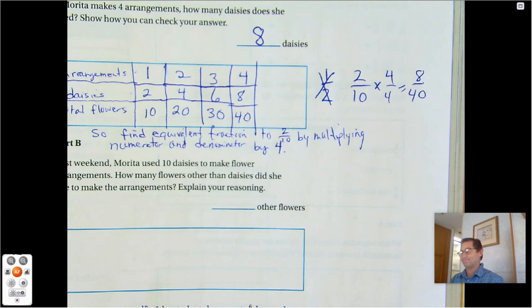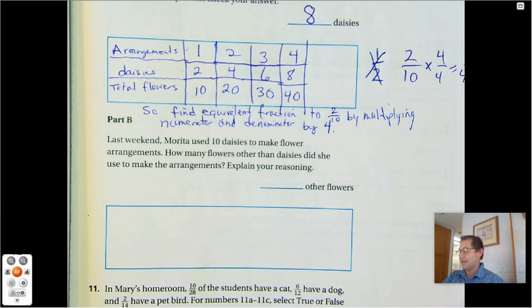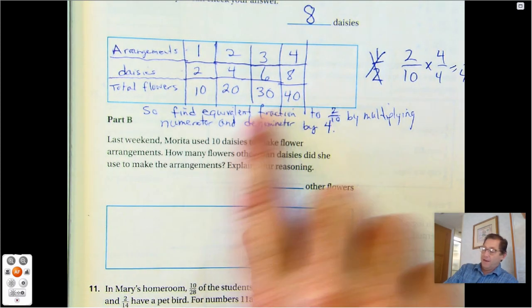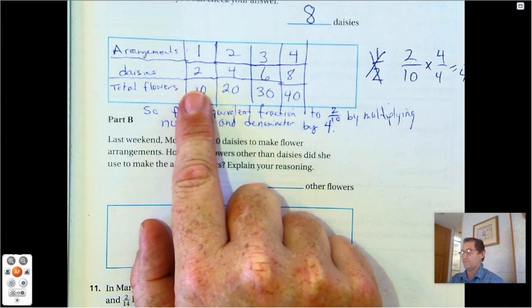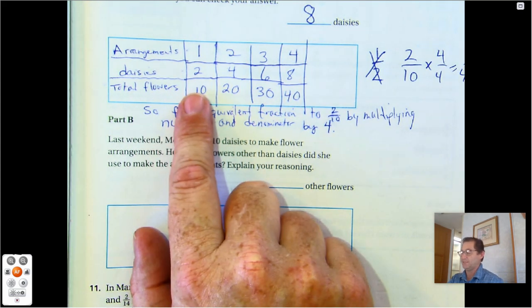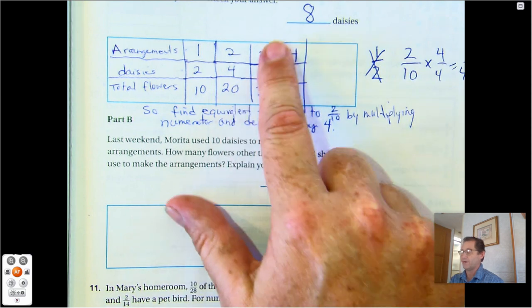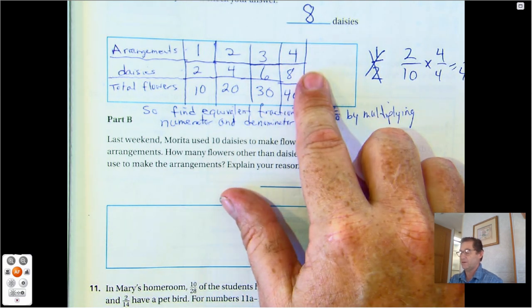Okay. So I listed a table, and all we did was count daisies. So in 1 arrangement, there was 2 daisies. In 2 arrangements, there would be 4. In 3, there would be 6. In 4, there would be 8. So basically, we're just multiplying the number of arrangements by 2.